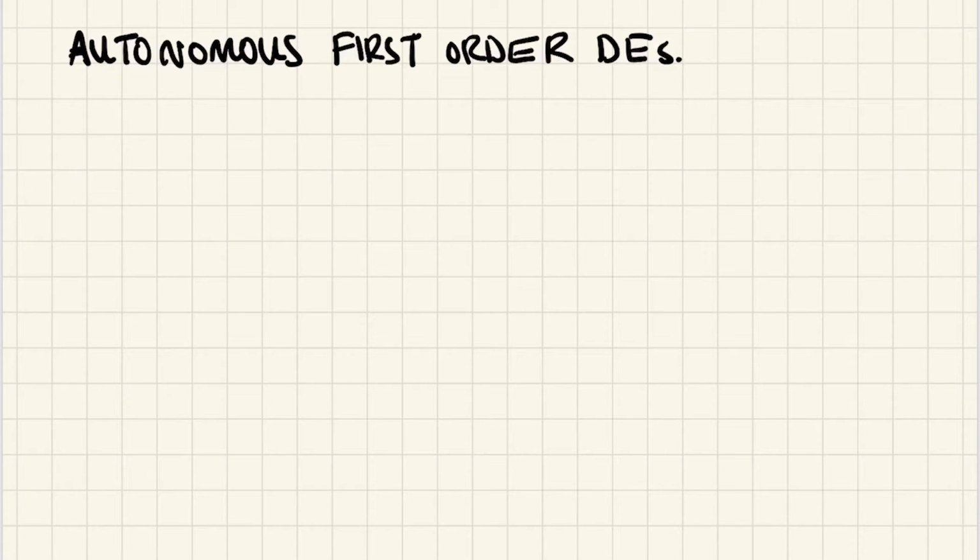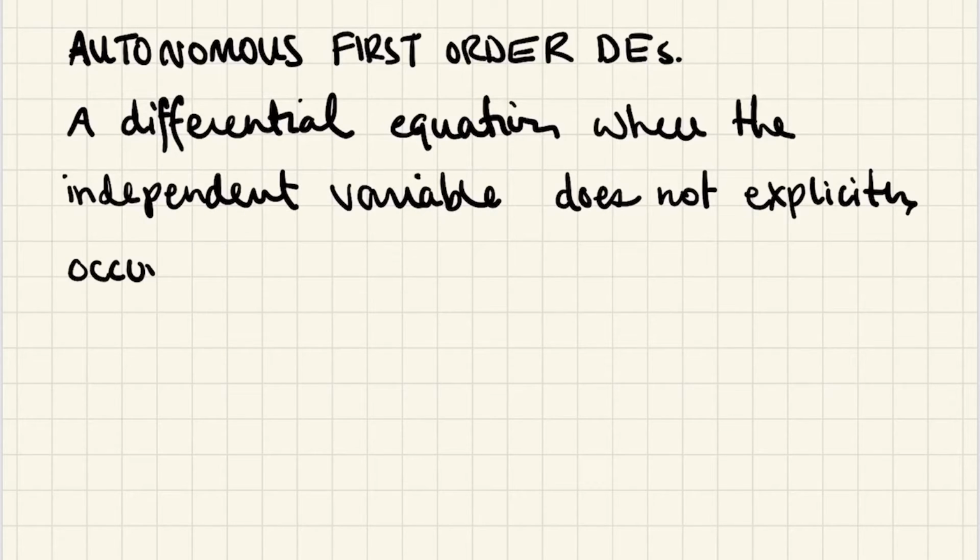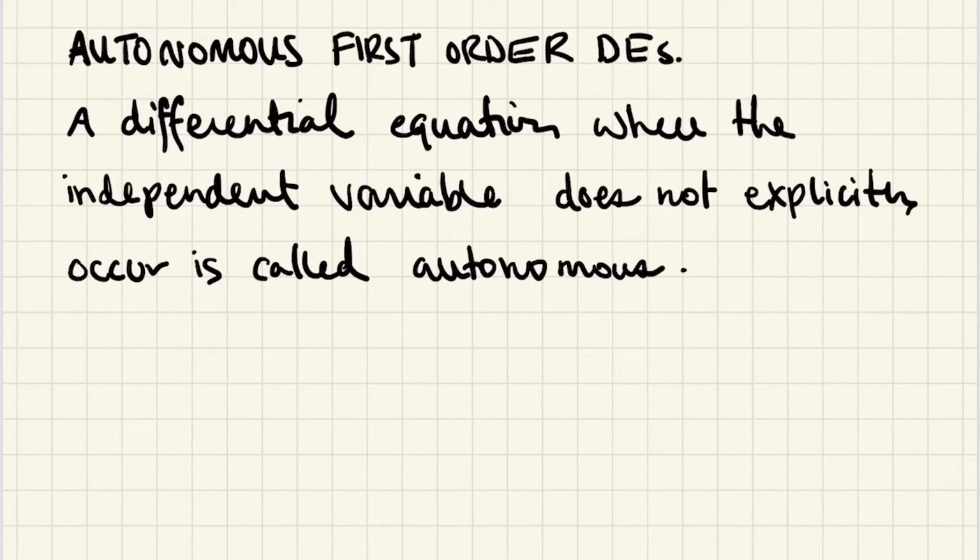Now, we didn't officially define it, so we should do that right now. An autonomous differential equation is a differential equation where the independent variable does not explicitly occur. So the one we saw a moment ago, which was this guy, is not autonomous because of the x, which is the independent variable. However, if we just got rid of the x and dealt with this different differential equation, that one is autonomous because it just involves the dependent variable and the derivative.